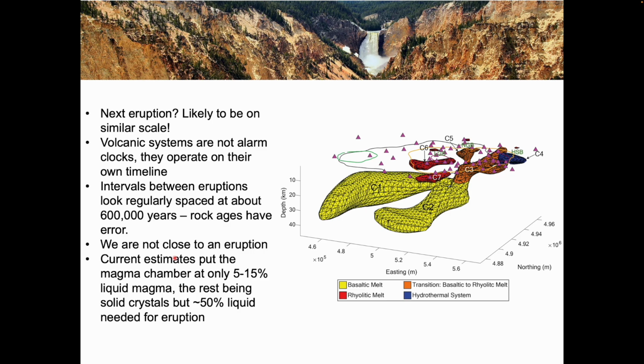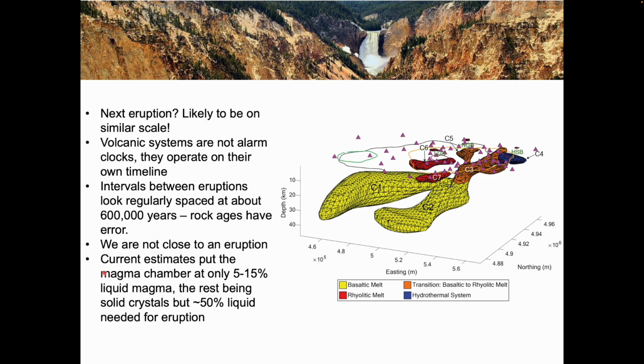They exist in the natural world, where there are other factors contributing to the mixture of magma, the production of magma, the behavior of magma as it's stored within the crust, all of which have to align in order to fuel a large eruption. We are not close to an eruption at Yellowstone.